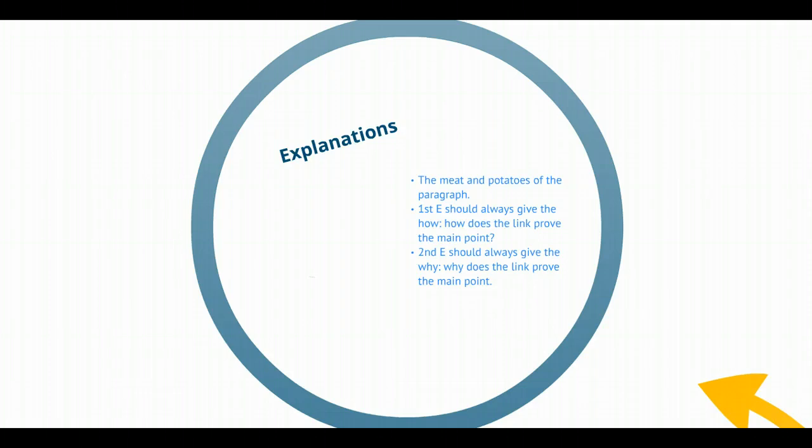The second E, the one that follows the link, should always give a why statement. Why does the link prove the main point? That's what you're looking at. So if you don't have that why statement, that because statement, after your link in your second E, you've not written a good paragraph, because you've not explained how you've gotten your ideas, or why you've gotten your ideas, to your reader. Your explanations should be about two to three sentences each.